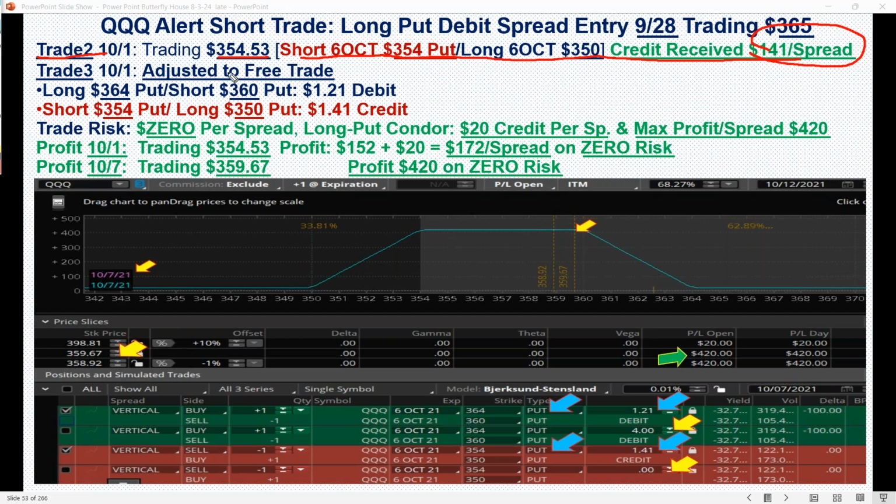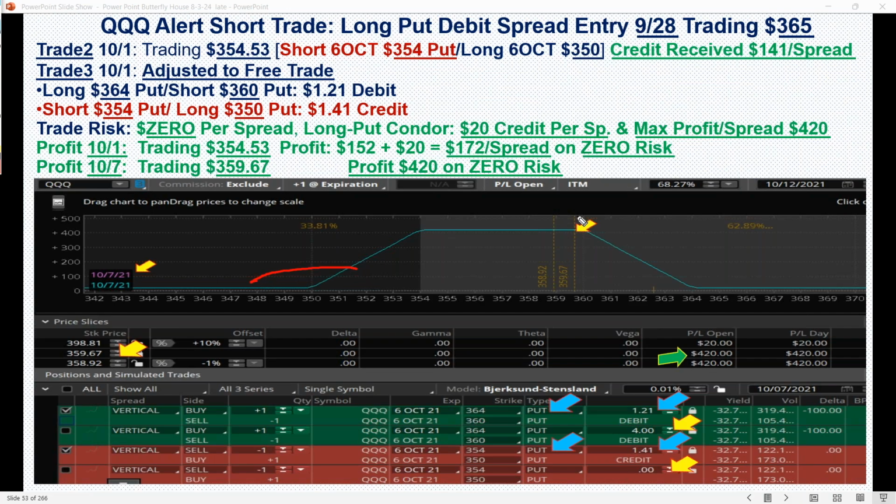Okay, so here's our free trade. Then we had the original trade, the long 364, 360 put, cost us $1.21. When the market went down hard, we sold an out of the money bull put credit spread, selling the 354 put, buying the 350, brought in $1.41 credit. So now we had zero risk. We actually had a credit of $20. So we turned this trade in.